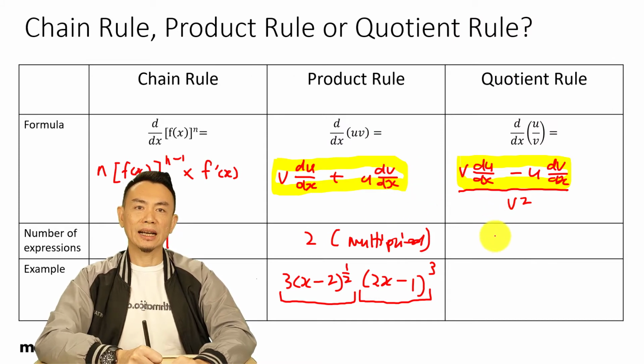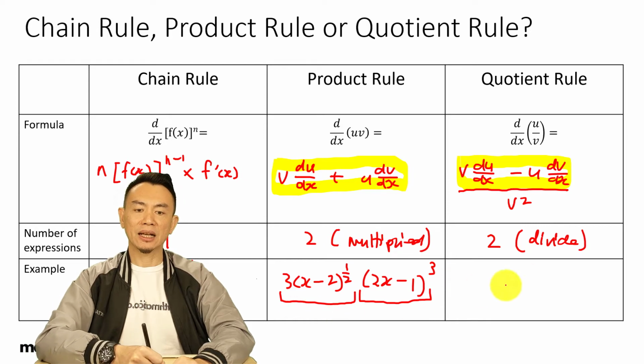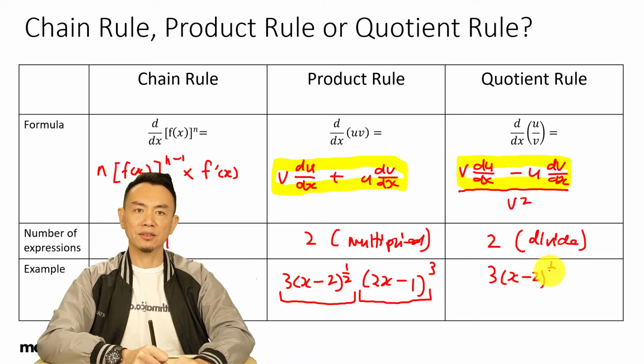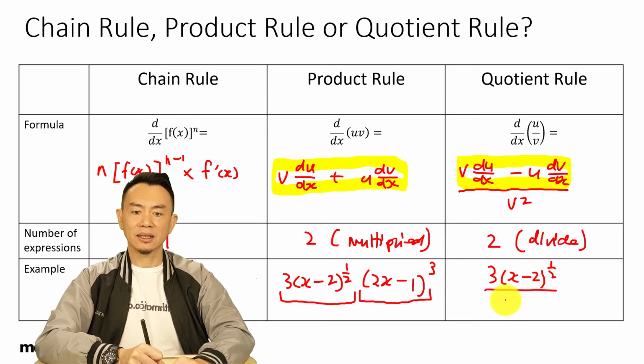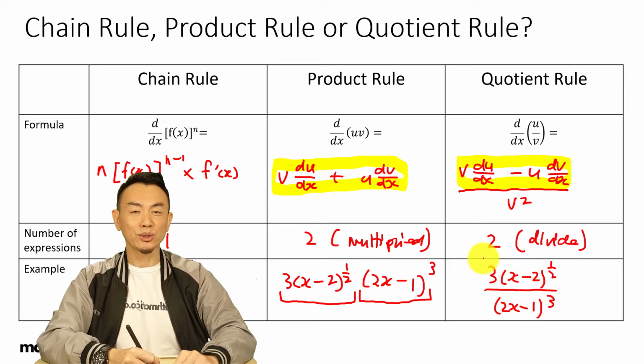In quotient rule, there are two terms as well. One in the numerator, one in the denominator, so they are in the divide relationship. And so we can have something like this, very similar. We can have 3 bracket x minus 2 to the power of half divided by (2x minus 1) to the power of 3. Yeah, so this will be a quotient rule case.